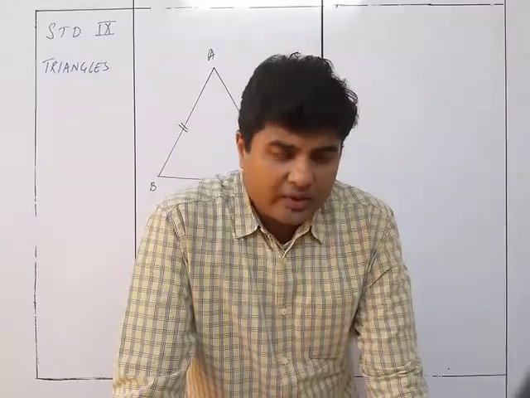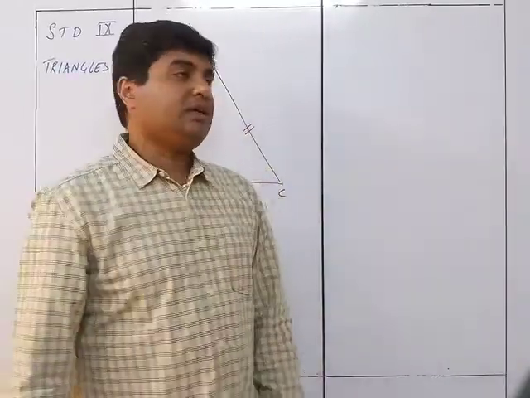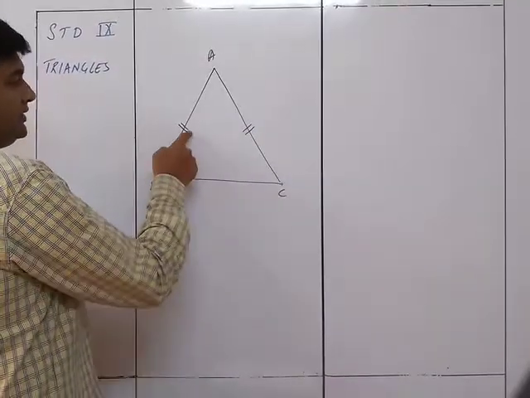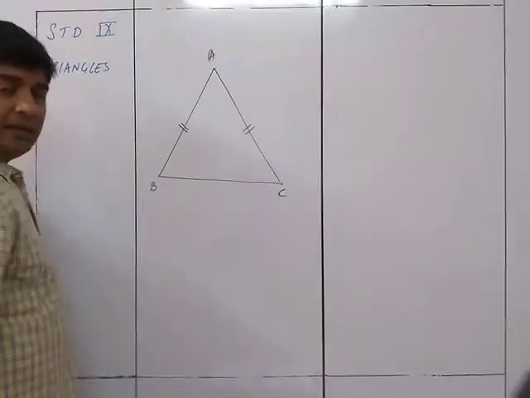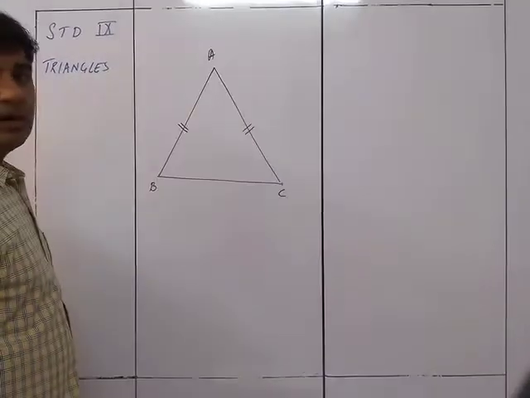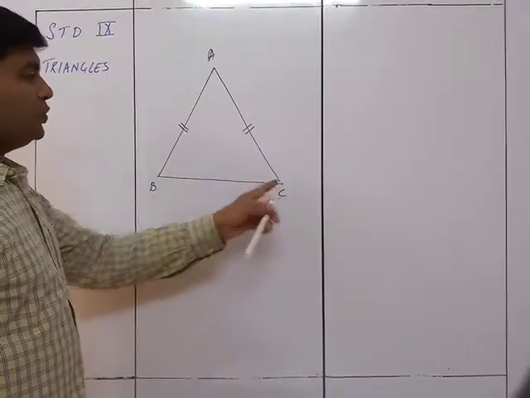Now it will be seen over here that the angles opposite to the equal sides, that is, what is opposite this, what is opposite this, they will also be equal. This is a property of the isosceles triangle, that angles opposite to equal sides are equal.